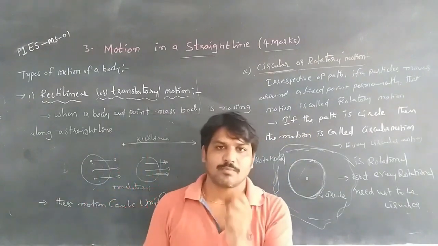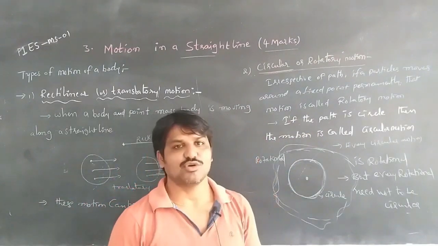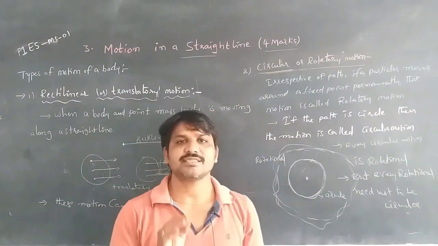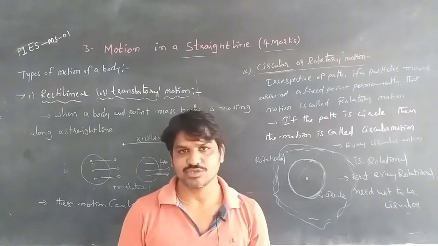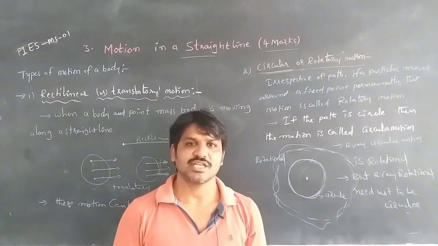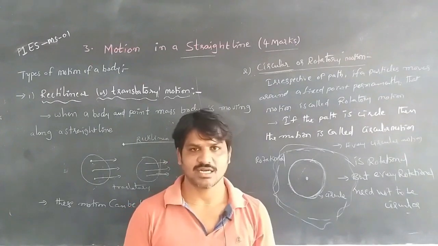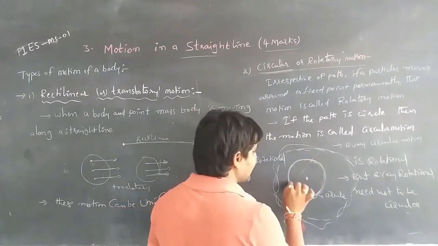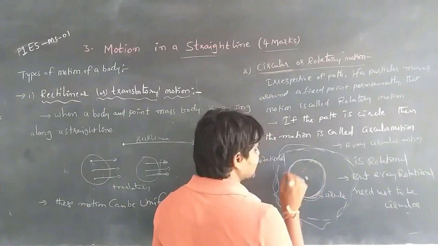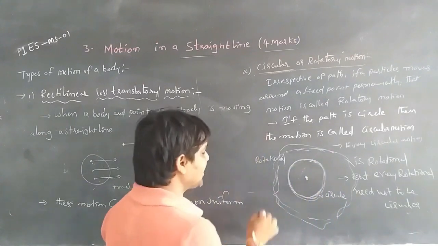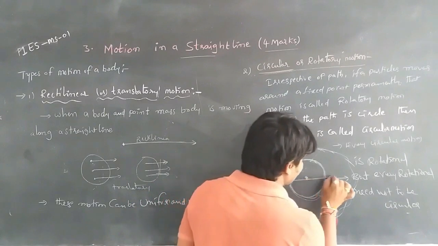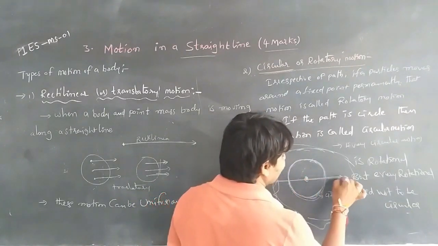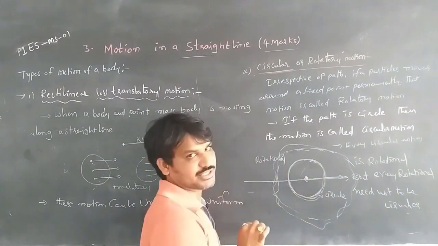If the path is a circle, then that motion will be circular motion. Every circular motion is a rotational motion, but every rotational motion need not be circular motion. The point around which the object is moving is called the point of rotation. And a perpendicular line passing through the point of rotation will be the axis of rotation.